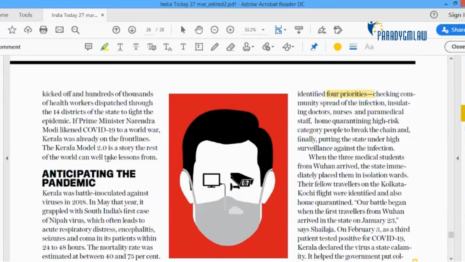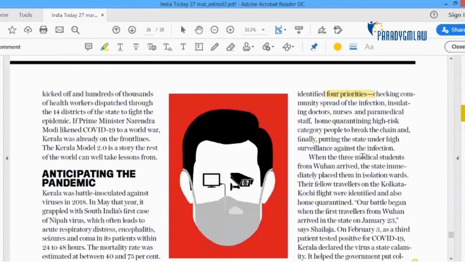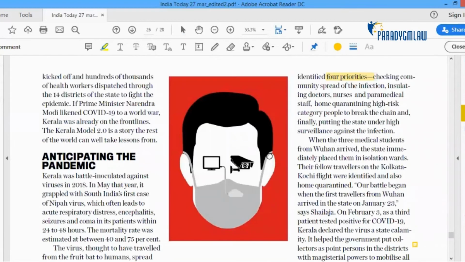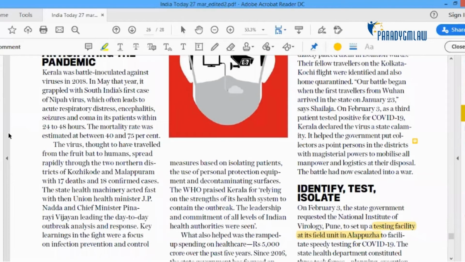I hope you have all read till lessons from this particular passage is setting the stage for what follows in the article. Anticipating the pandemic. Now here we have some history of the Nipah virus given. Here the mortality rate was between 40 to 75% compared to just 3% in COVID-19.